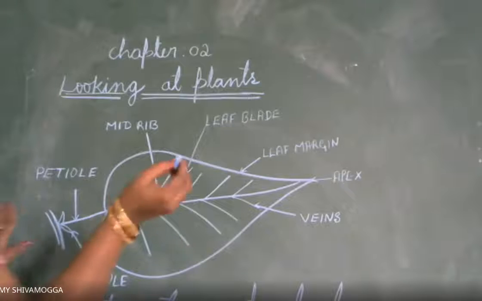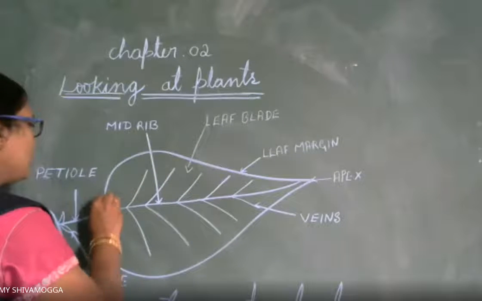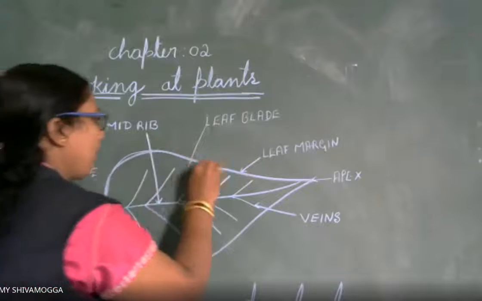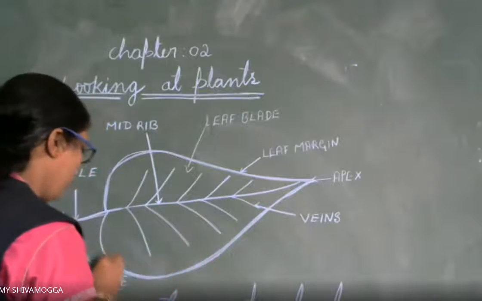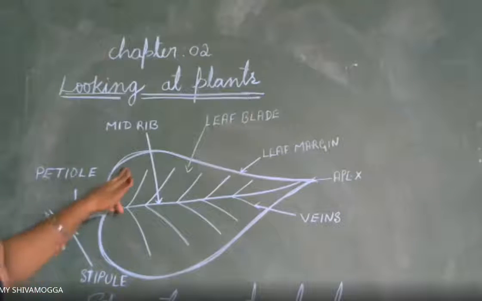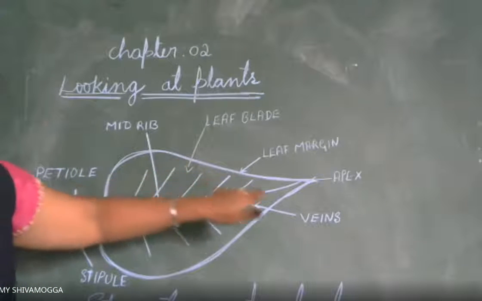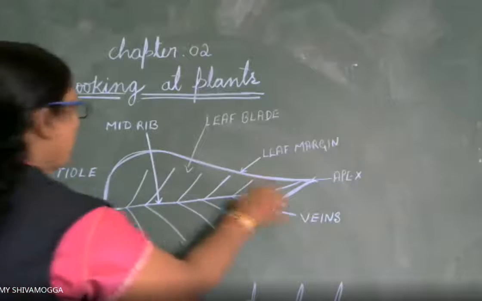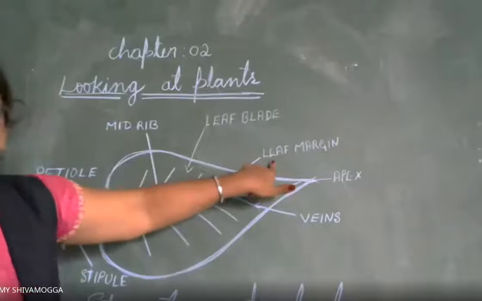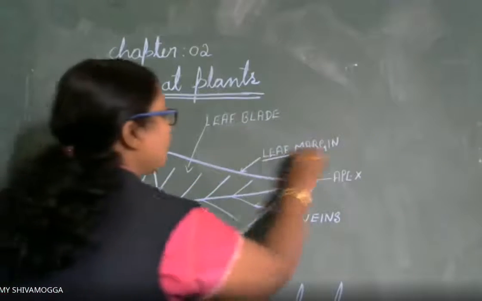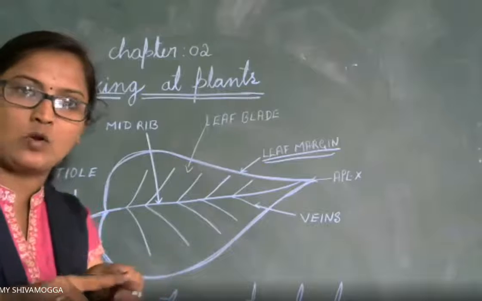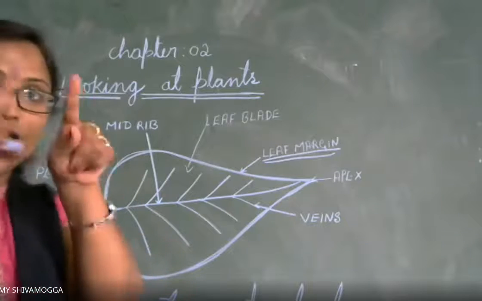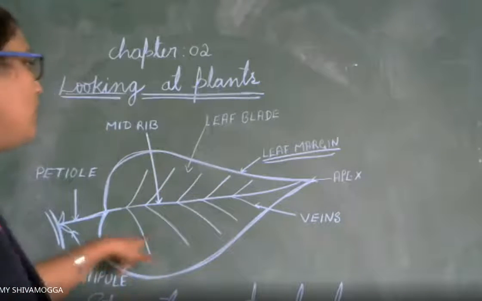Okay, the outer line of a leaf is called the margin. The outer line of a leaf is called what? Leaf margin. So here I have labeled it. The outer layer of a leaf is called what?